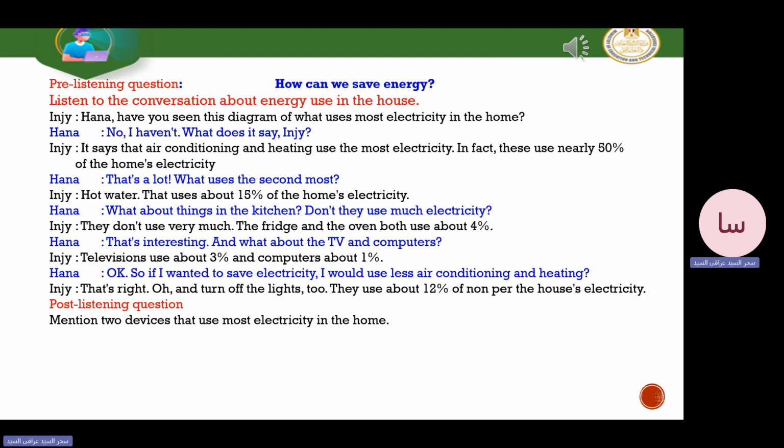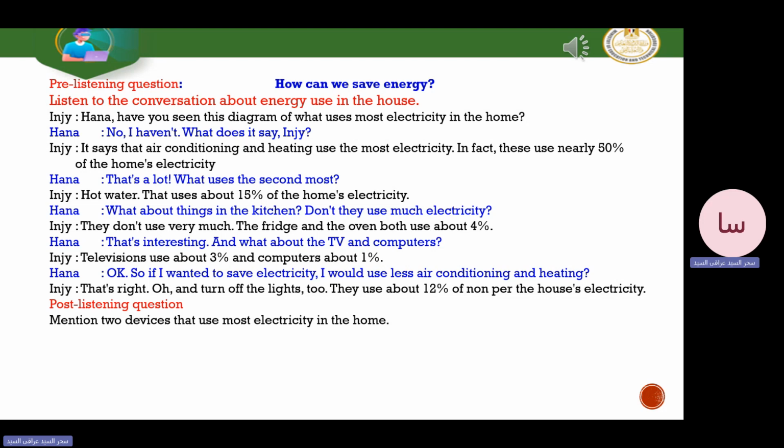Listen to the conversation about energy use in the house. Choose the correct answers. Hannah, have you seen this diagram of what uses most electricity in the home? No, I haven't. What does it say, Inji? It says that air conditioning and heating use the most electricity. In fact, these use nearly 50% of the home's electricity. That's a lot. What uses the second most? Hot water. That uses about 15% of the home's electricity.